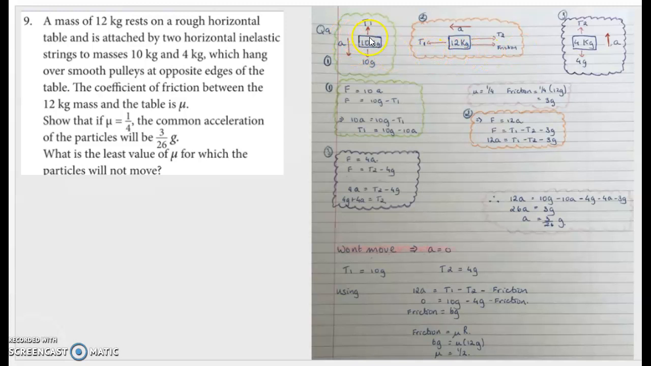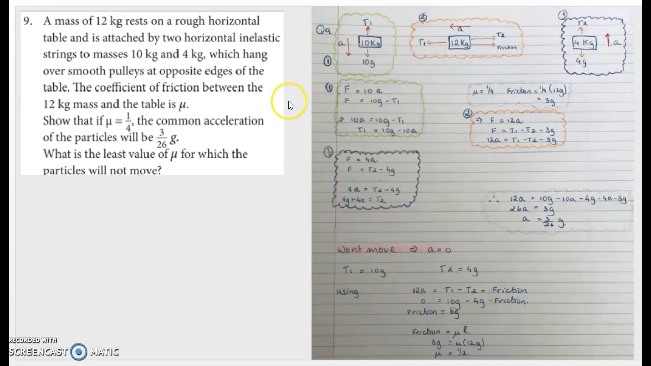I have my 10 kilogram mass with a 10g force going down and T1 going up. The acceleration is going anti-clockwise this time. My 12 kilogram mass has T1 going to the left, T2 going to the right. My acceleration goes left because it's going anti-clockwise, which means my friction is on the right hand side. And then my 4 kilogram mass over here on the right has a 4g force going down and upwards T2. The acceleration is going up on this side.